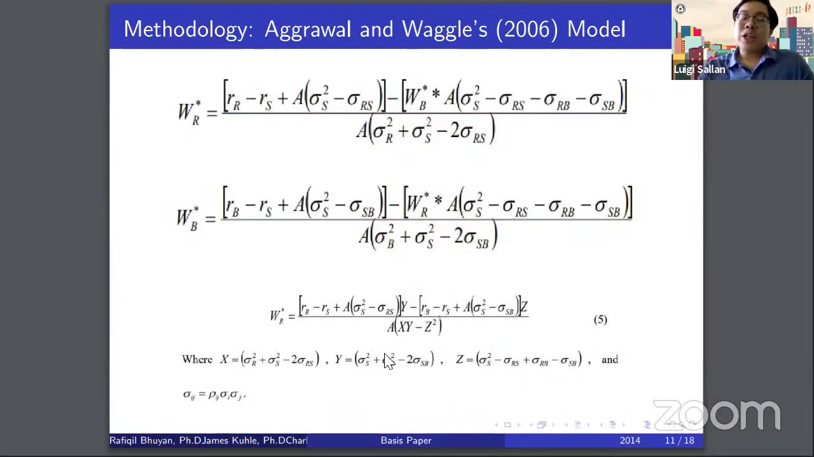So from Dr. Agrawal and Waggle's 26 model, this is essentially the formula they derived by setting the partial derivative of the utility function with respect to the REIT weight equal to zero. So they were able to generate this equation, which will give you the optimal REIT weight.